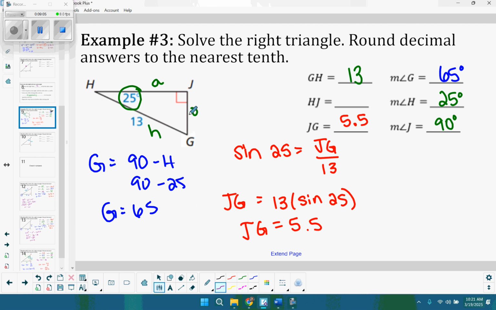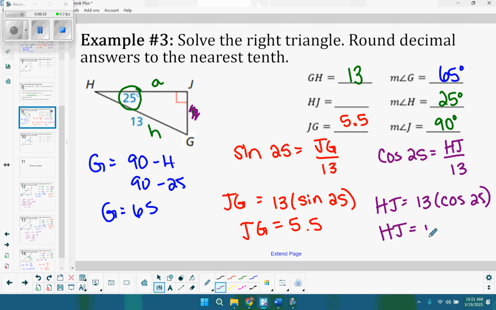To solve for the A side, we could pretend the O side's not there. So now we have A and H, which is cosine. Cosine 25 equals A over H, so that's going to be HJ over 13. Again, the number's on the bottom, so we're going to use multiplication. 13 times the cosine of 25. And I got 11.8 for HJ.